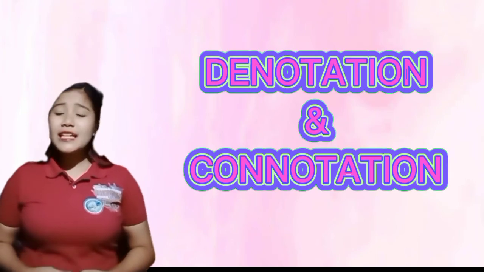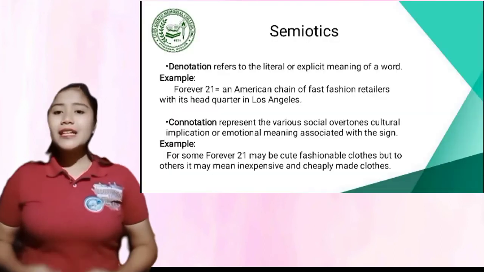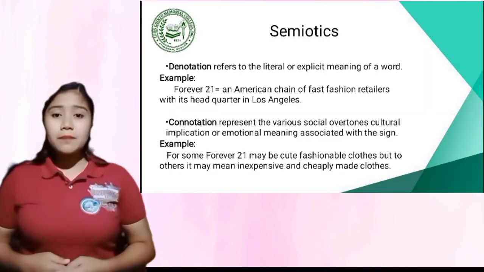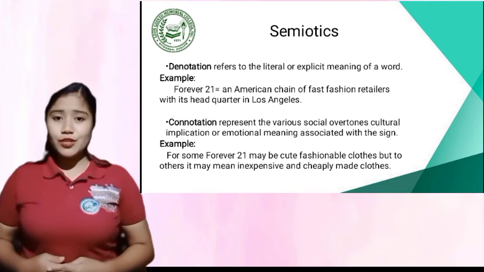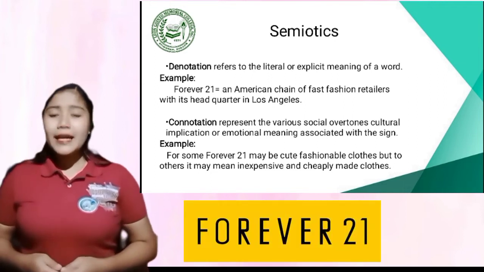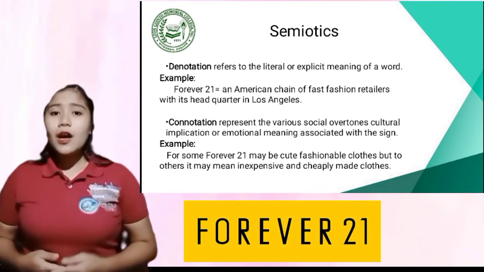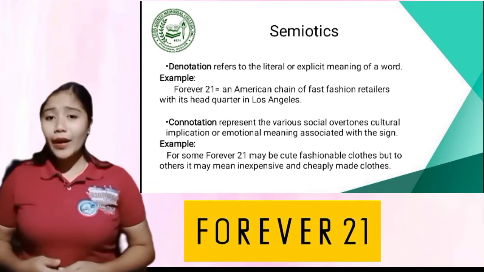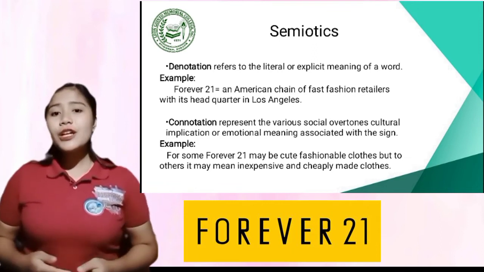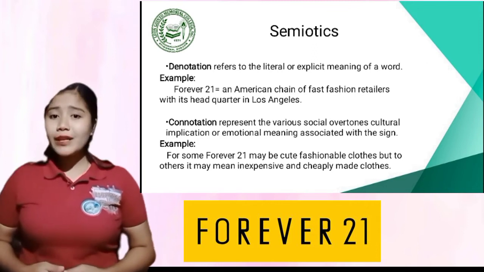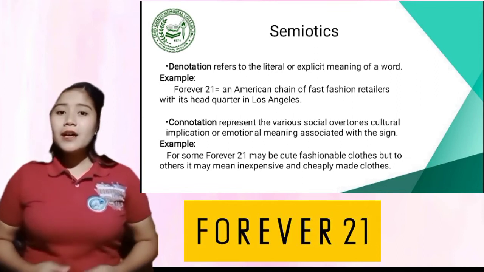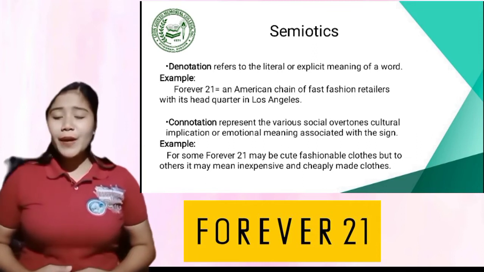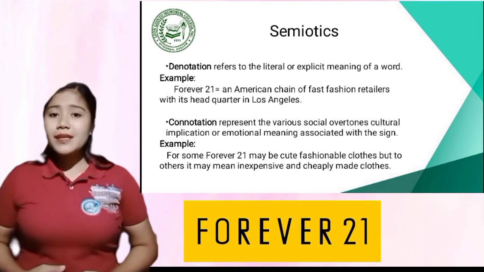Now, let's understand the basics of semiotics. Let's talk about denotation and connotation. Denotation refers to the literal or explicit meaning of a word. It means that denotation is the literal meaning of the word in dictionary terms. For example, Forever 21. In dictionary terms, it is an American chain of fast fashion retailers with its headquarters in Los Angeles. Connotation represents the various social overtones, cultural implications, or emotional meanings associated with a sign. For example, for some, Forever 21 may mean cute, fashionable clothes, but to others, it may mean inexpensive and cheaply made clothes.